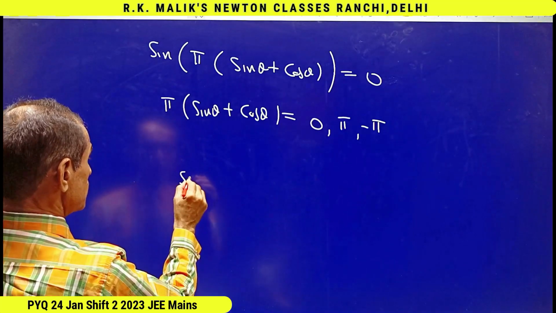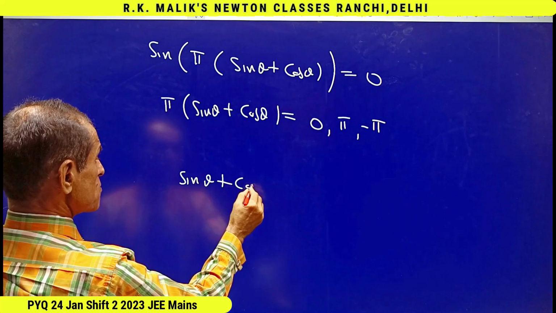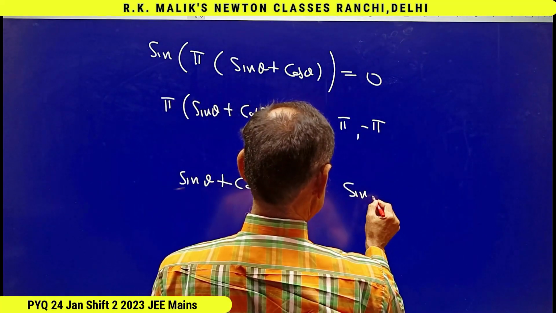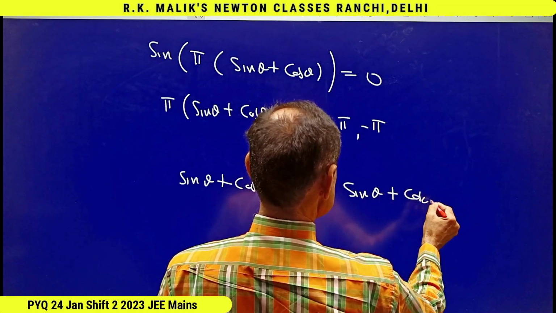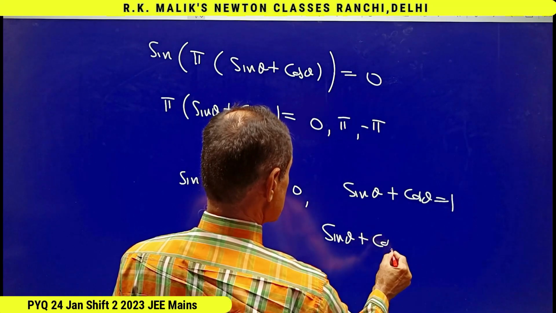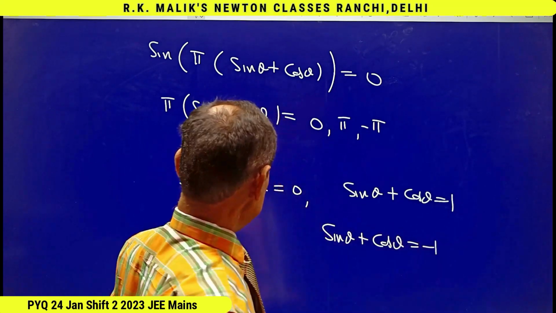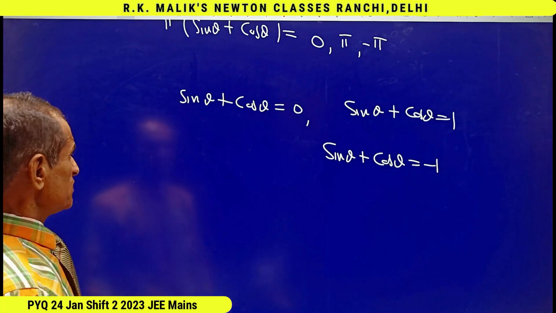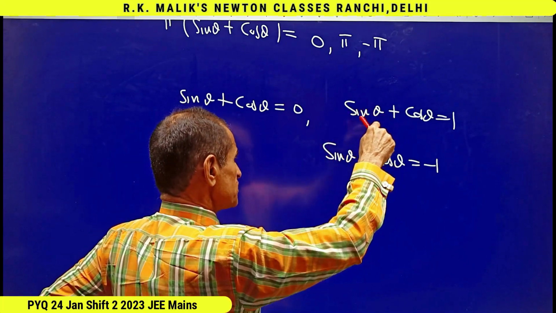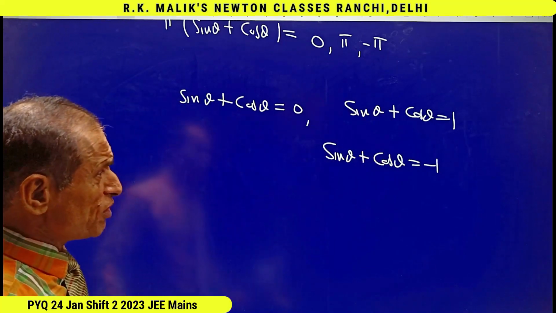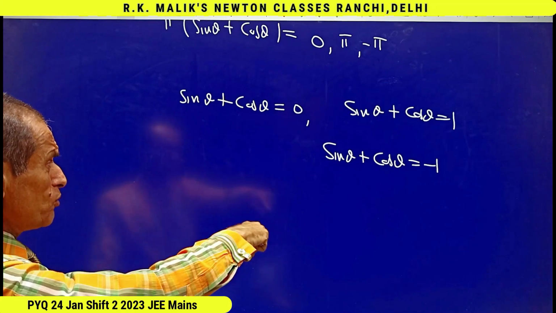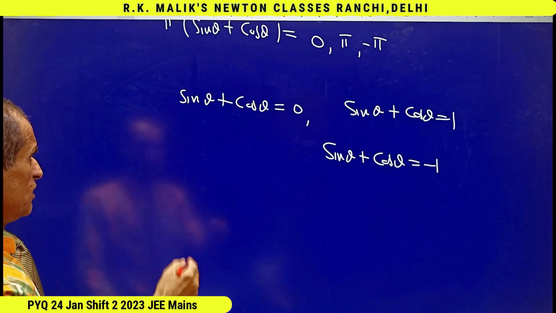Hence I will get sin theta plus cos theta equal to 0, or sin theta plus cos theta equal to 1, or sin theta plus cos theta equal to minus 1. Agreed, this part is easy, but solving for theta using these separately will make it very lengthy. How to deal with those two, I will tell you, but let me do this first.